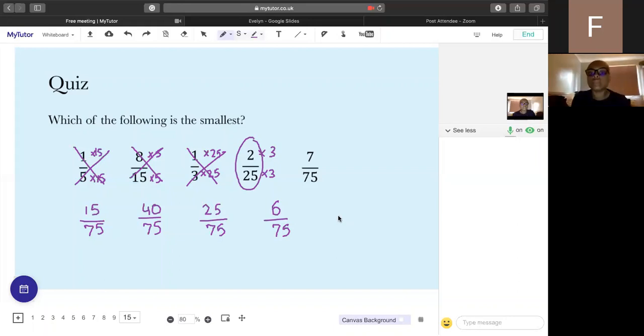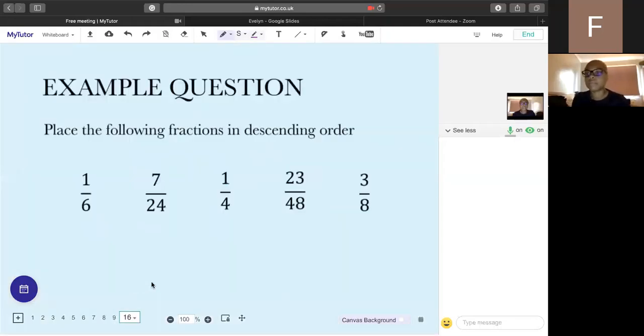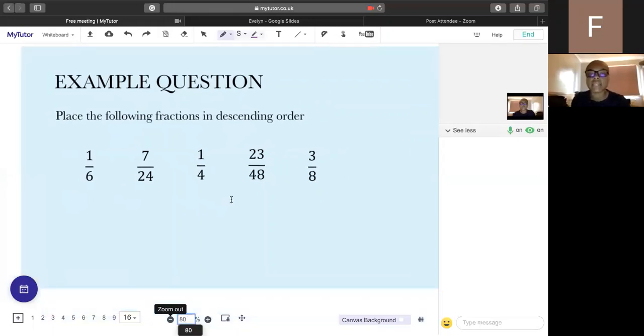So 2 over 25 would be the smallest. So hopefully ordering fractions and finding the smallest number does make sense to you. If not, we've got another example question just to go through it the final time before we move on to adding and subtracting. So we've got these fractions here, and we want to order them in descending order.